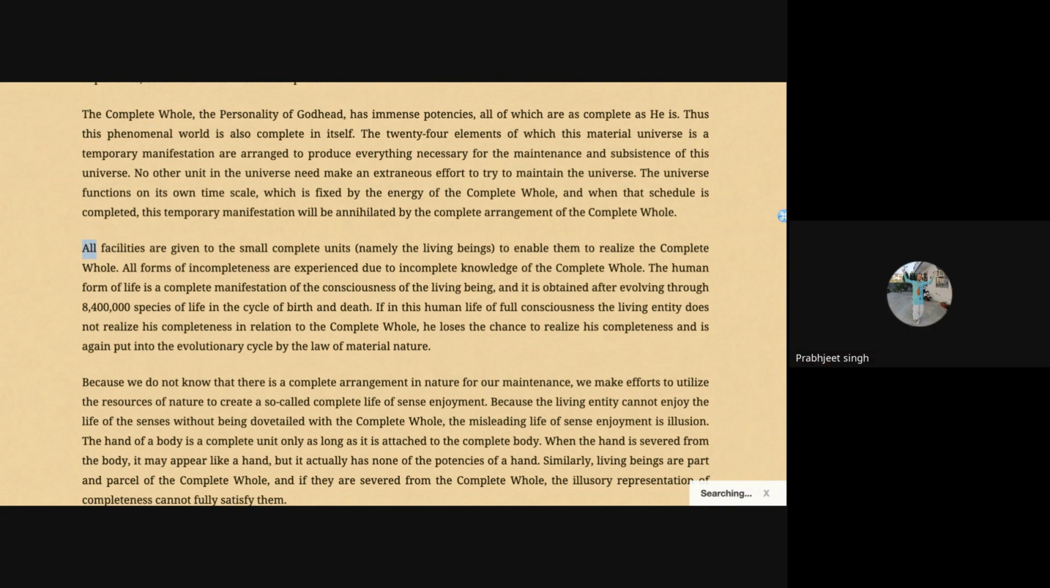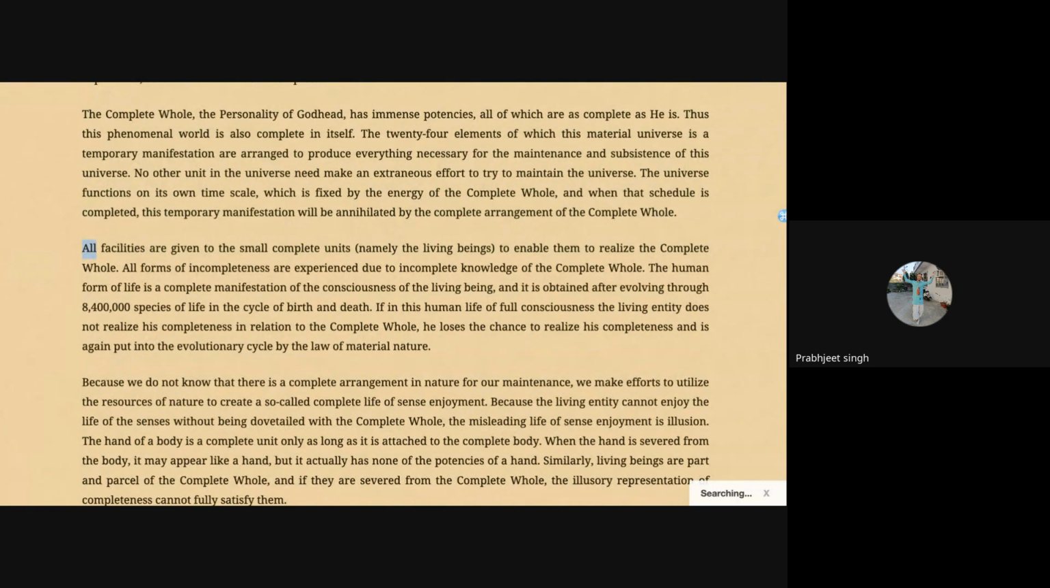All facilities are given to the small complete units, namely the living beings, to enable them to realize the complete whole. All forms of incompleteness are experienced due to incomplete knowledge of the complete whole. The human form of life is a complete manifestation of the consciousness of the living being, and it is obtained after evolving through 84 lakh species of life in the cycle of birth and death. If in this human life of full consciousness the living entity does not realize his completeness in relation to the complete whole, he loses the chance to realize his completeness and is again put into the evolutionary cycle by the law of material nature.